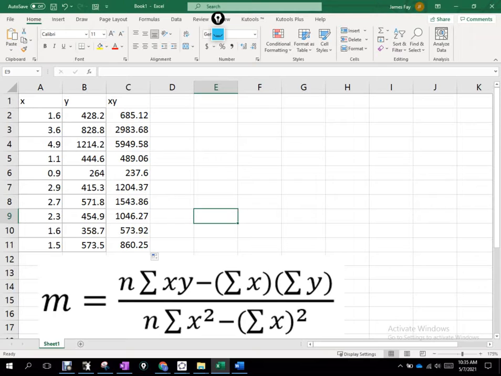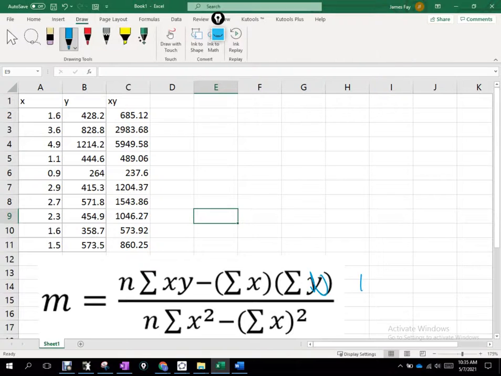As we walk through this together, I'm just going to cross off the components that we've already constructed here. So we're done with that one.